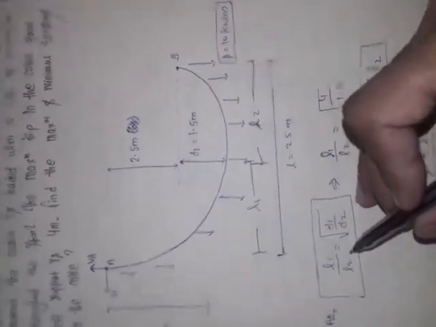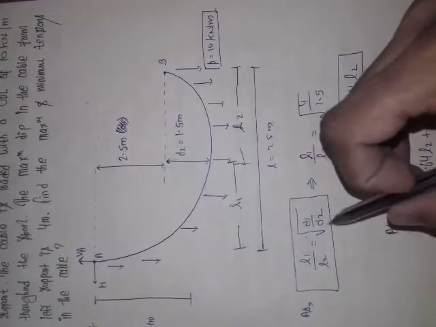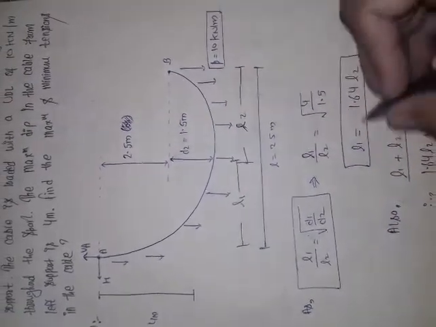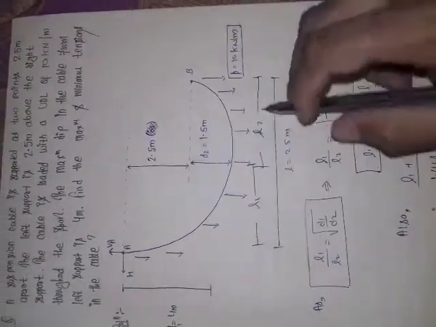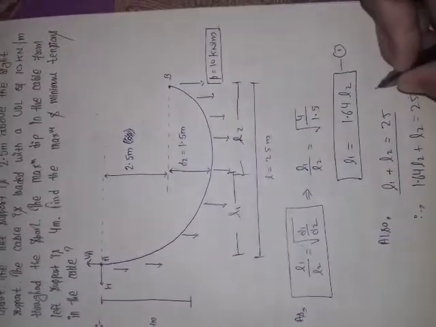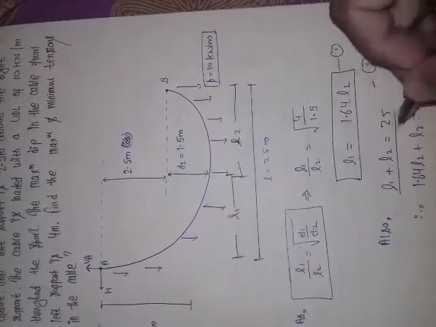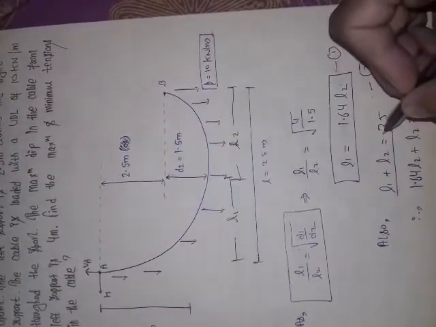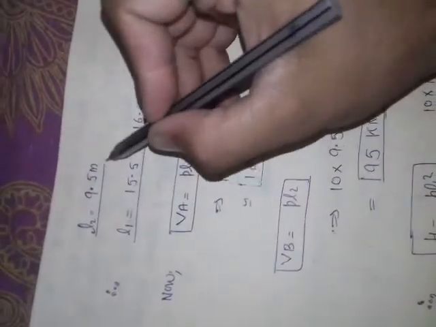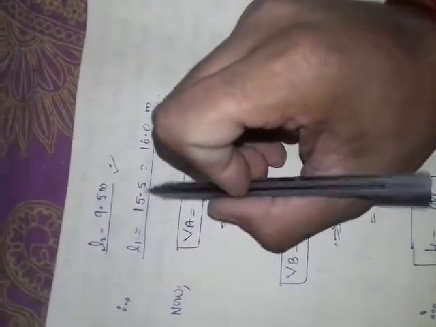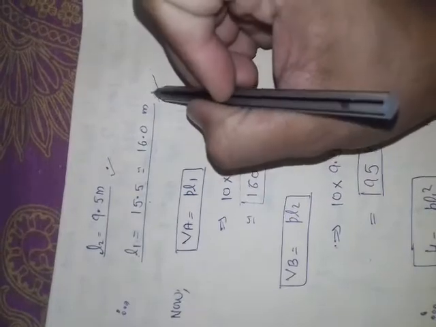The formula to calculate L1 upon L2 is under root of D1 upon D2. So L1 upon L2 is equal to under root of 4 upon 1.5. So L1 is equal to 1.64 L2. This is equation number 1, and L1 plus L2 is equal to 25 meter, which is equation number 2. Solving both equations, we calculate L2 as 9.5 meter. So L1 is equal to 25 minus L2, that is 16 meter approximately.